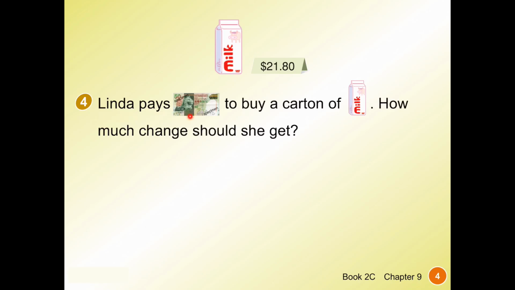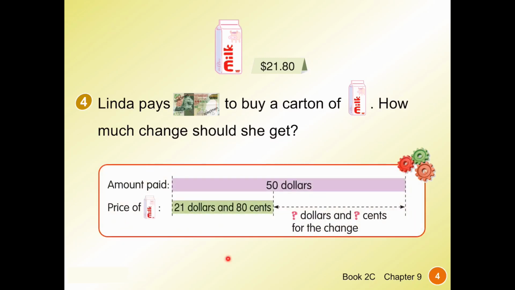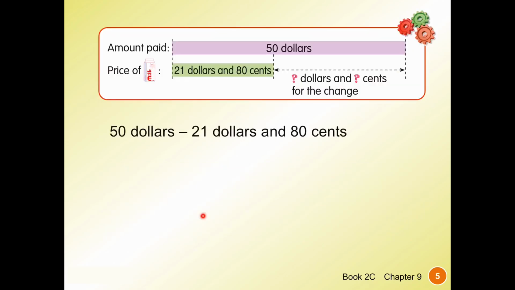So please turn to page 69 of your textbook, question number 4. Linda pays $50 to buy a carton of milk. How much change should she get? So it's really useful to have this kind of diagram. The amount that she paid, $50, is a $50 note here. Price of the carton, $21.80. And we'd like to find out the amount of change she would get back. So for the expression, it would be $50 minus $21.80 in order to find out the amount of the change.